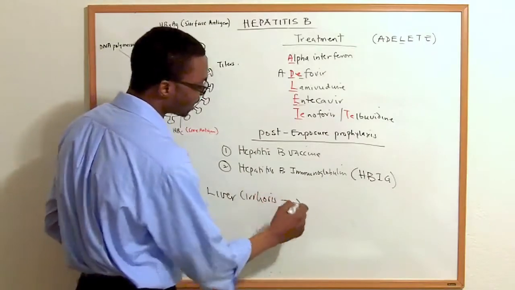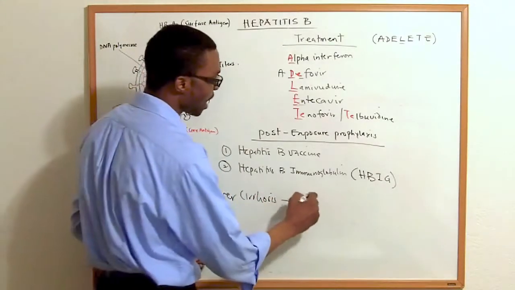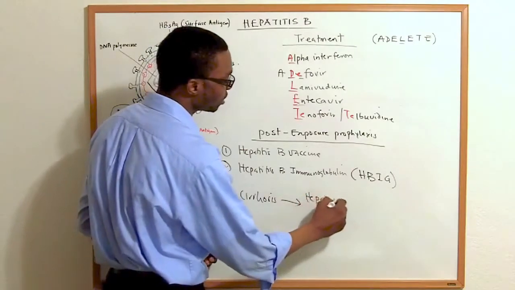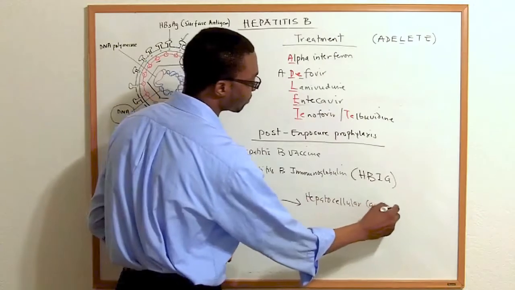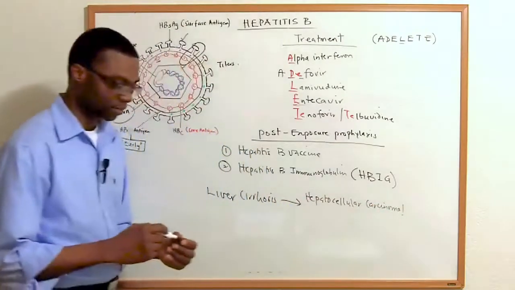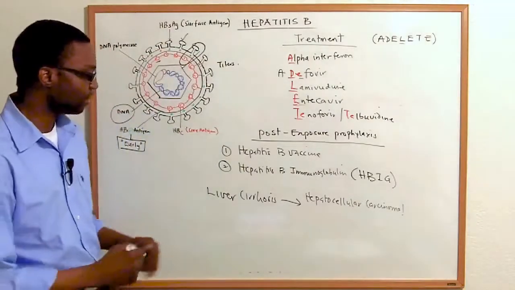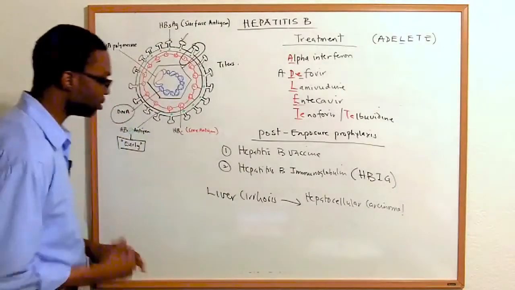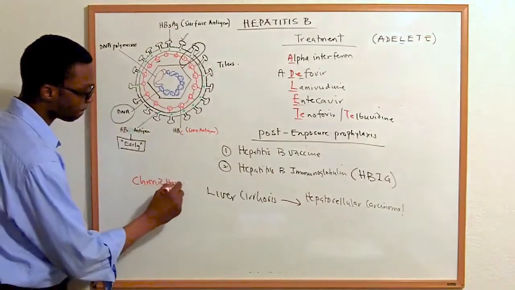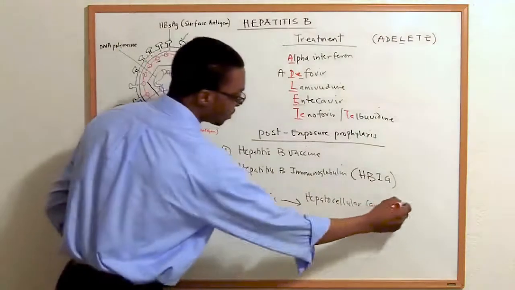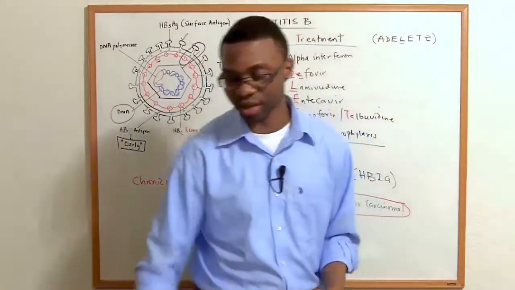The problem with patients that develop liver cirrhosis is they have an increased risk of developing hepatocellular carcinoma. That is why we care about the 5% that develop chronic hepatitis B. That is the end result. Okay? Cancer of the liver. That's what the virus can cause.